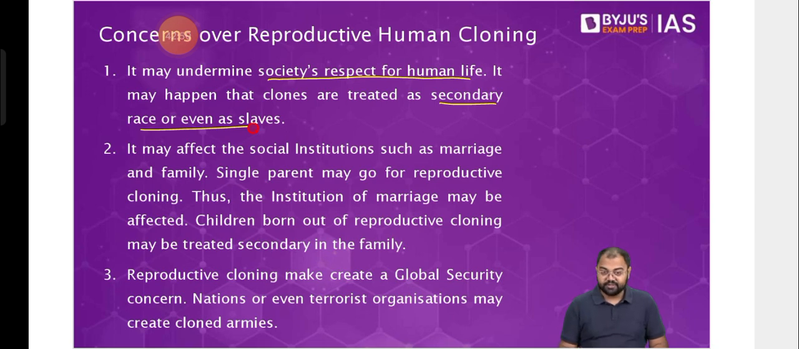Then after that, it can also affect social institutions such as marriage and family. Even people who are single can think, why do I need to get married? Especially if somebody is a fan of themselves, they'll think, no, my child should be exactly like me. So I'll carry on the process of cloning, and I'll make sure that my son or my daughter is exactly like me. That can be done with the help of cloning.